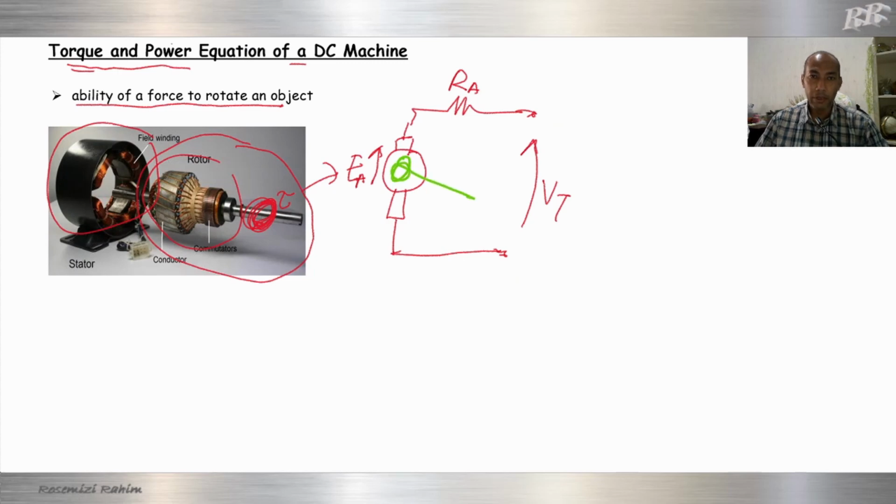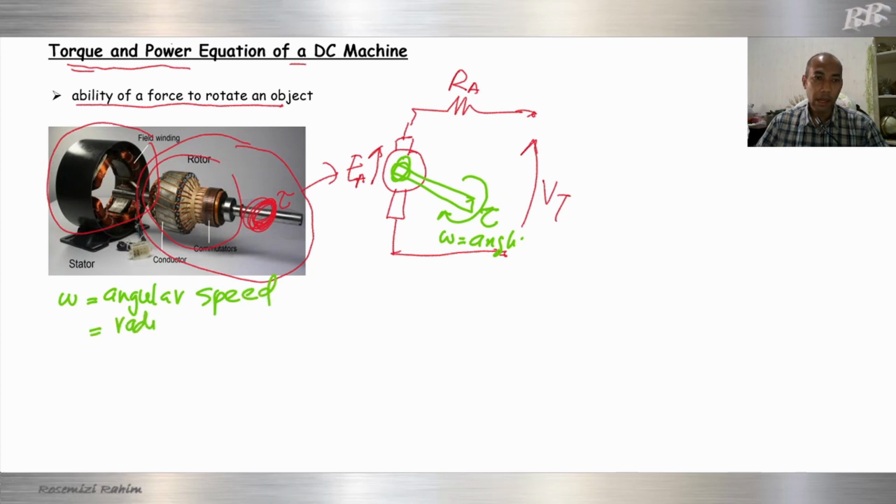Let's say we have a shaft like this. The shaft will rotate. The torque is the force that makes it rotate. When it rotates, we call the speed omega, the angular speed or rotation speed, in radians per second. Angular means the angle in radians, so how many radians in 1 second?